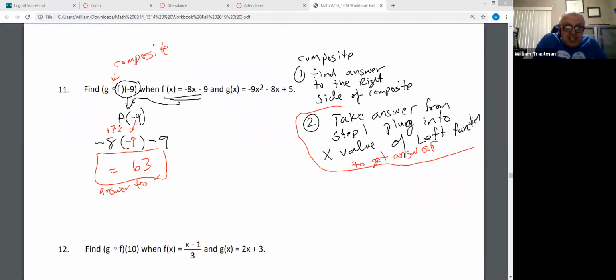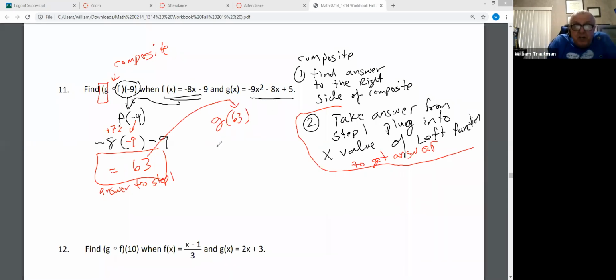Okay, so this is the answer to step 1. Step 2, take this answer and plug it into the left function, g. So here's g. We're plugging 63 into the x value of the g function. Well, here's the g function. Negative 9x squared minus 8x plus 5. We're plugging 63 in there, and then putting that in the calculator.